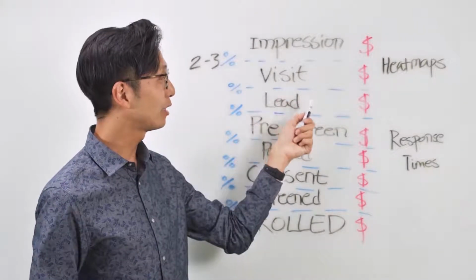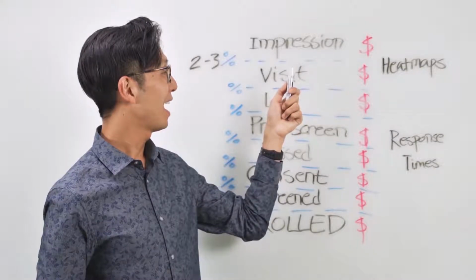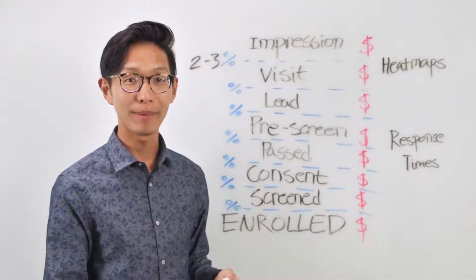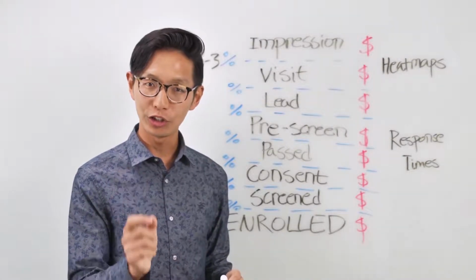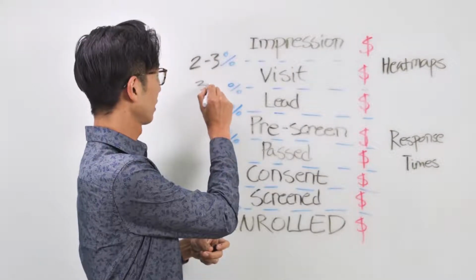The visit to lead rate. So the number of people or the percentage of people leaving their contact information and saying, I'm interested from visiting your landing page, the industry average is about 2%. What we look for here is about 3 to 4%.